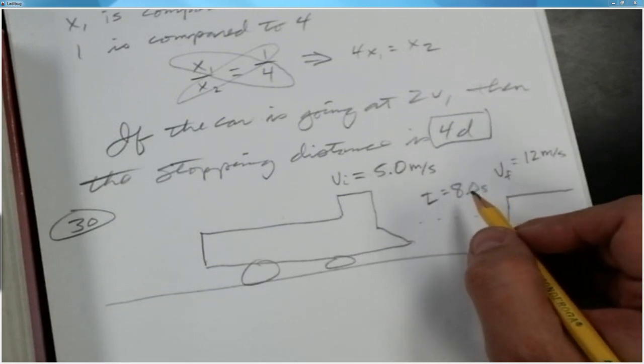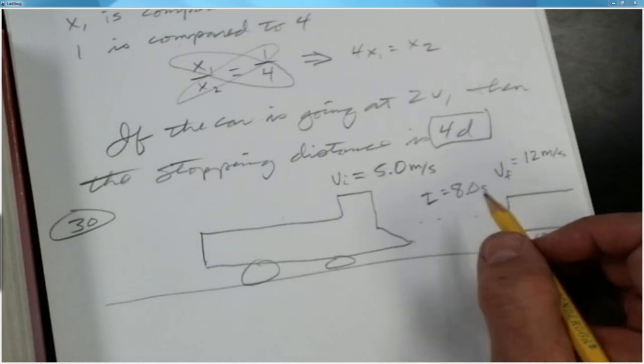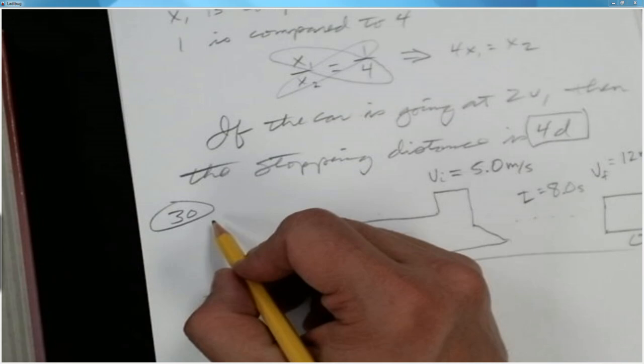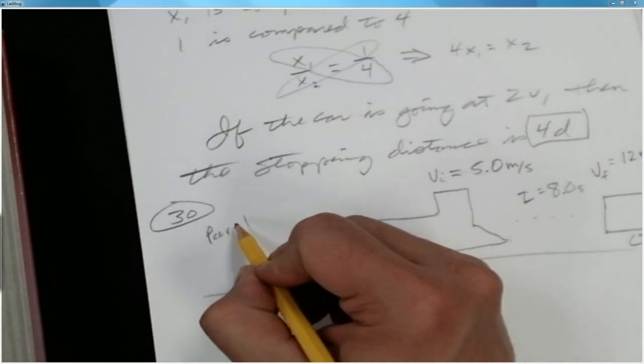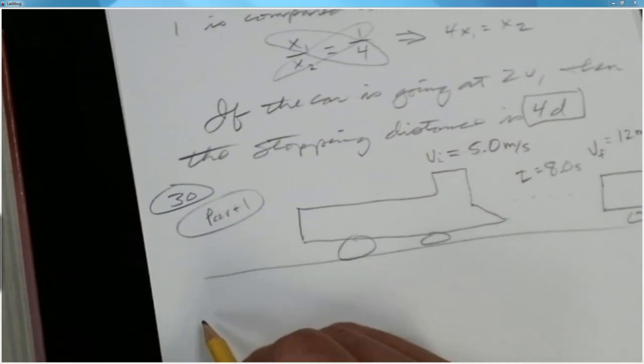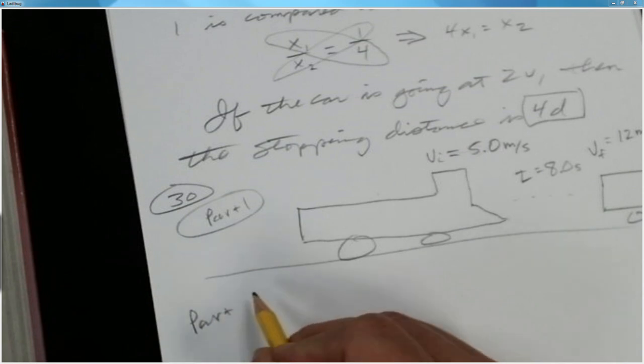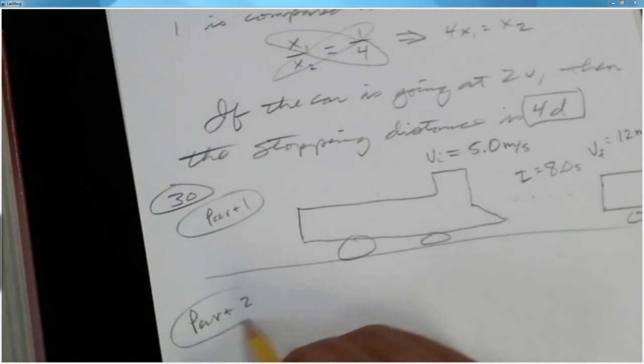At the edge of town, the driver again accelerates with the same acceleration. Okay, this is going to be a 3-part problem. So this is part 1, and then part 2. The driver accelerates with the same acceleration for another 16 seconds.